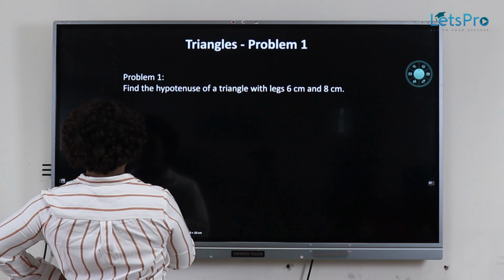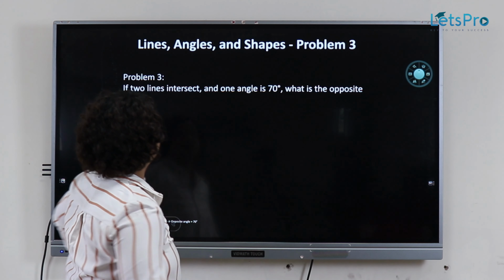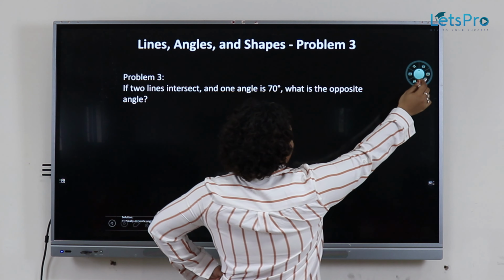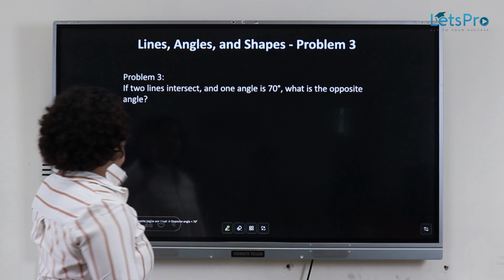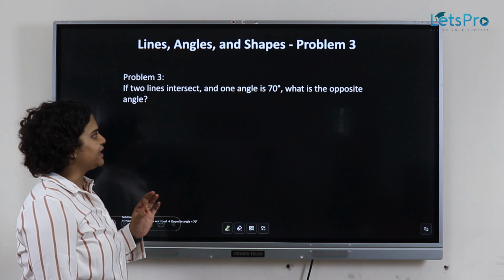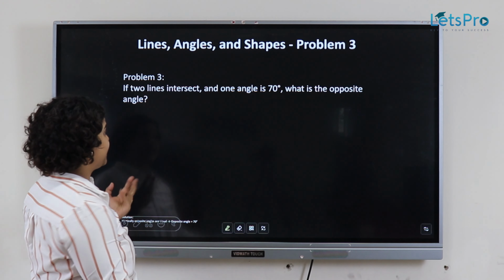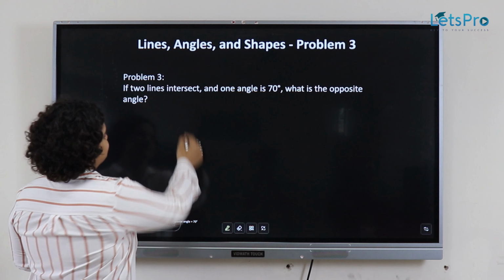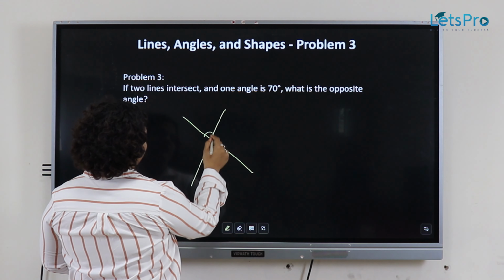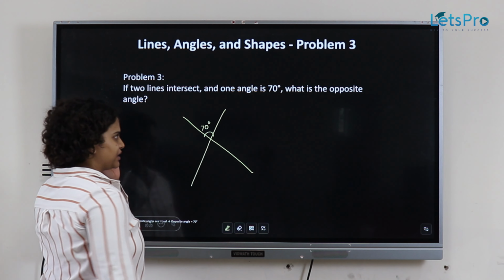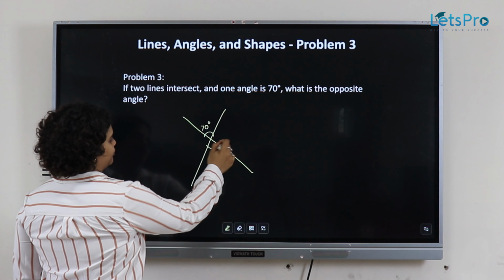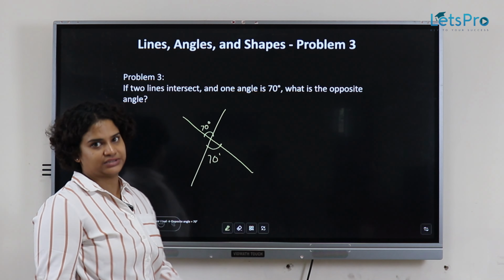180, right? Okay, I missed a problem. So here it says, if two lines intersect and one angle is 70 degrees, what is the opposite angle? Very simple, right? Two lines are intersecting, one angle is 70 degrees, correct? What is the opposite angle? Of course, the opposite angle is equal, so 70 degrees.